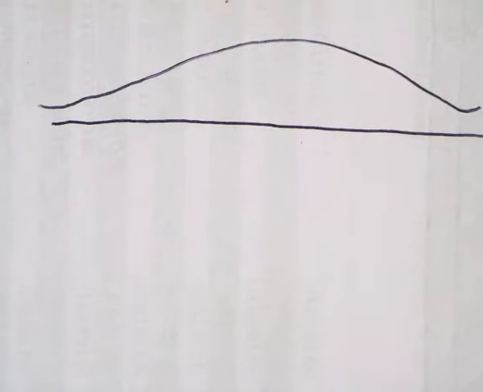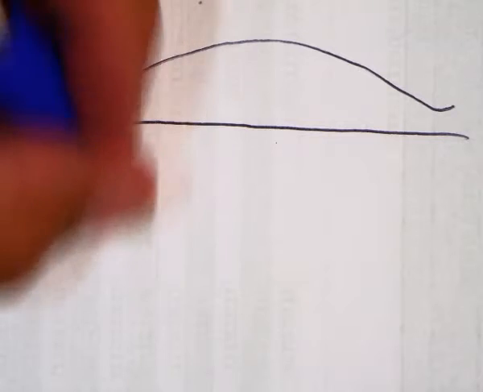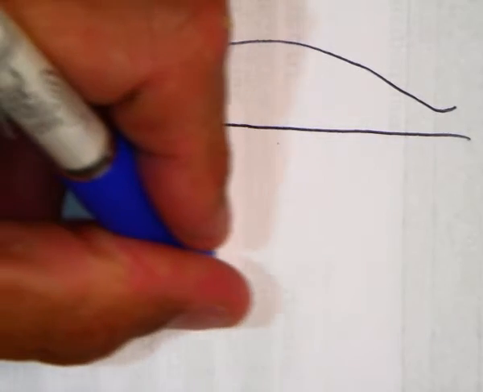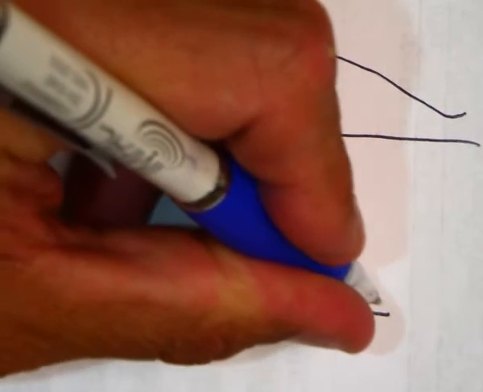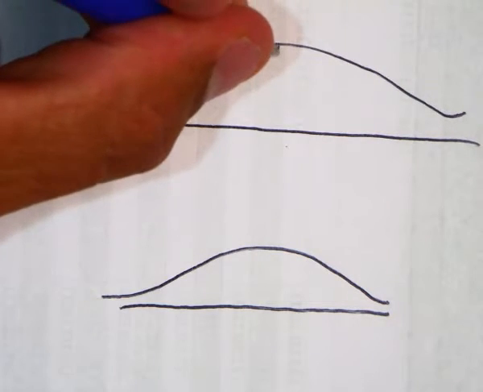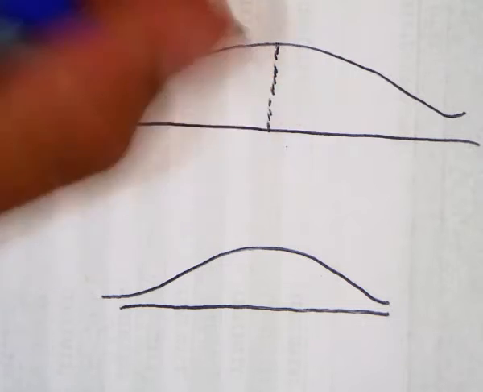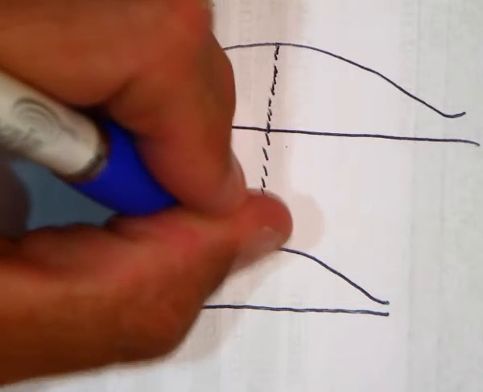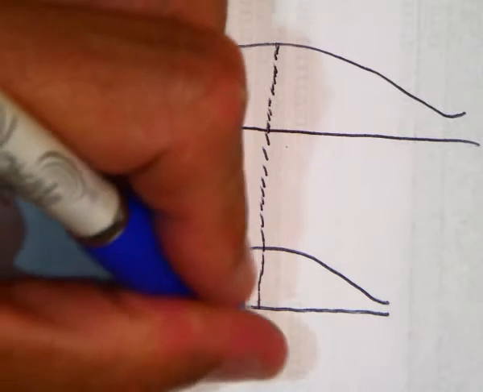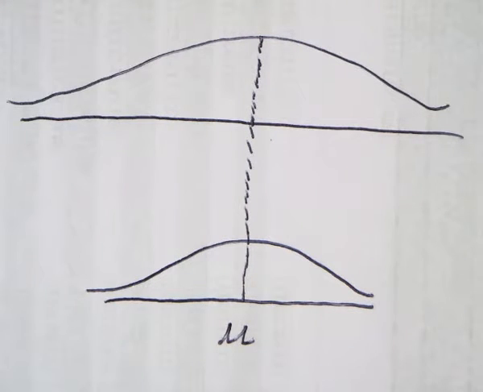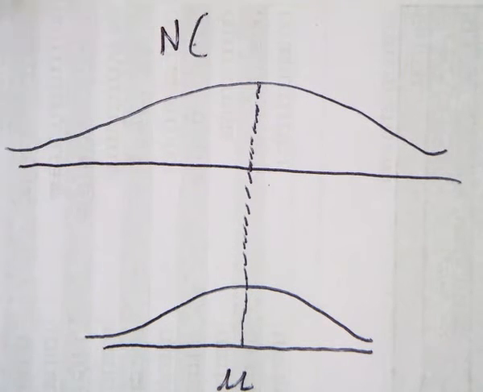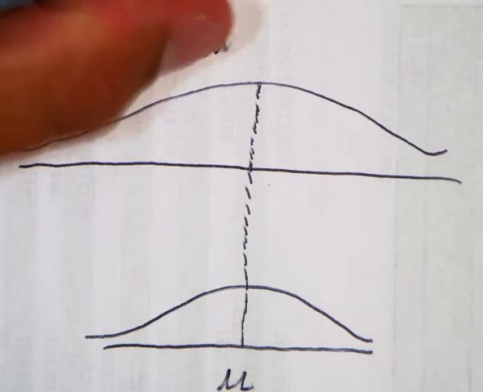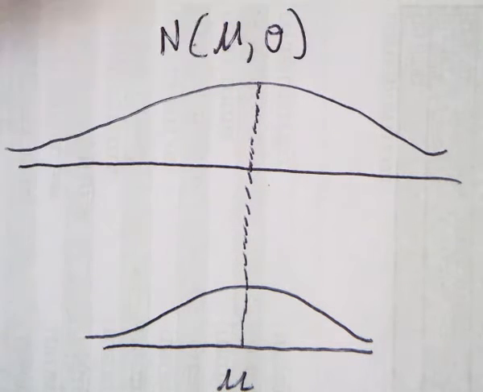distribution right here, this population distribution, we're going to get a sampling distribution down here. Now, this has a mean of mu, and this also will have a mean of mu. So the means would be the same, the center would be the same. This population distribution up here would be described by a normal model with a mean of mu and a standard deviation of sigma.